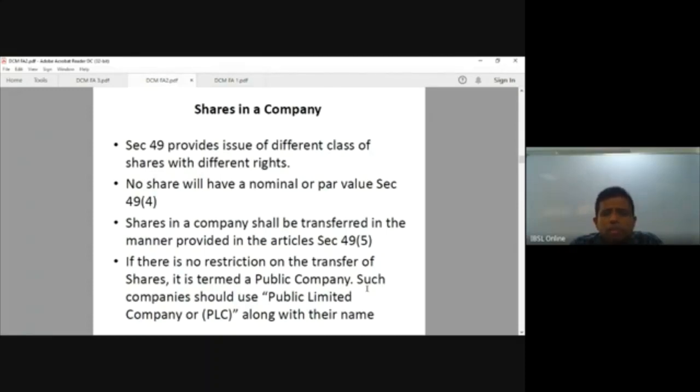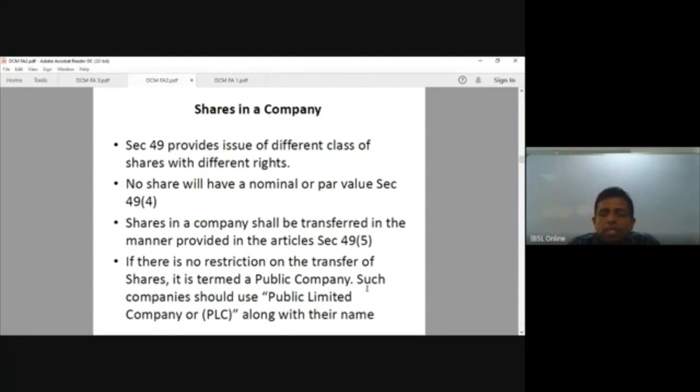No share will have a nominal value, a point already discussed. Shares in a company shall be transferred in the manner provided in the articles, section 49(5). If there is no restriction on the transfer of shares, it is termed a public company. Such a company should use "public limited company" along with its name. Right? If you take a public company, there is no restriction on transferring the shares.